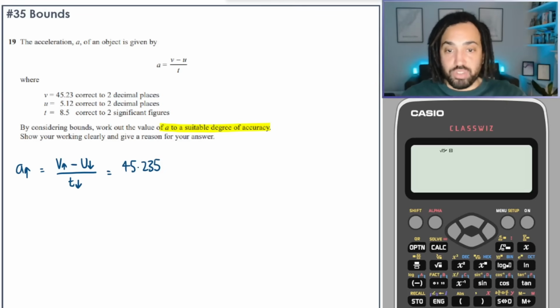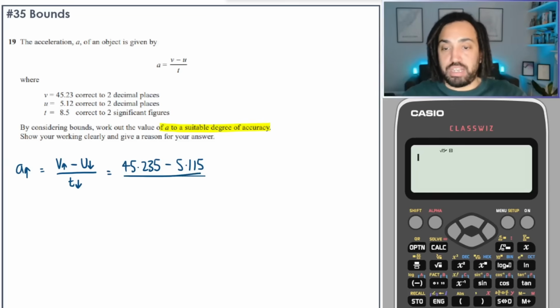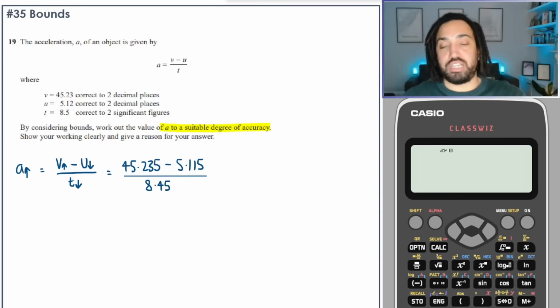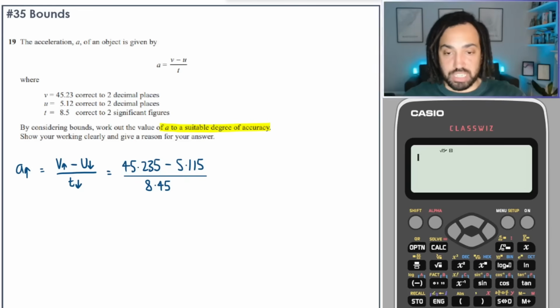The lower bound of U to 2 decimal places will be 5.115. That's the smallest possible value, which will round to 5.12. Okay, and the lower bound of T would be 8.45. Because again, that's the smallest possible value, which would round to 8.5, given 2 significant figures.